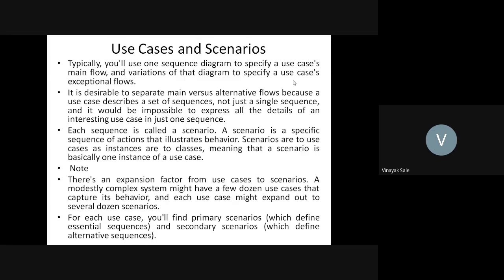A most modestly complex system might have a few dozen use cases that capture its behavior. Each use case might expand out to several dozens of scenarios. For each use case, you will find a primary scenario which defines the essential sequence and secondary scenarios which define alternative sequences.